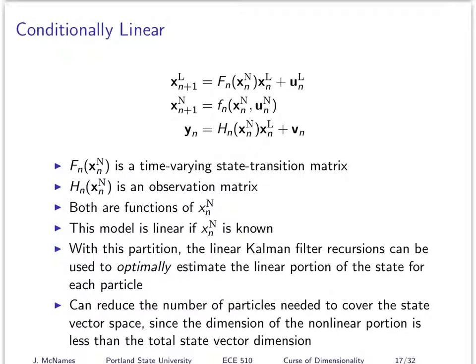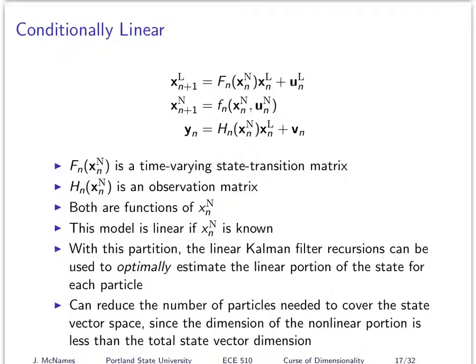The model that I think you need to use, I think this is the most general form. You've got three equations here. These two are the process model. This is the measurement model. The linear portion is equal to some matrix, and this matrix can depend on the nonlinear part in a nonlinear way. It doesn't matter, but the linear part of the state is equal to a matrix that is known if the nonlinear part of the state is known, times the state at time m, plus additive noise.